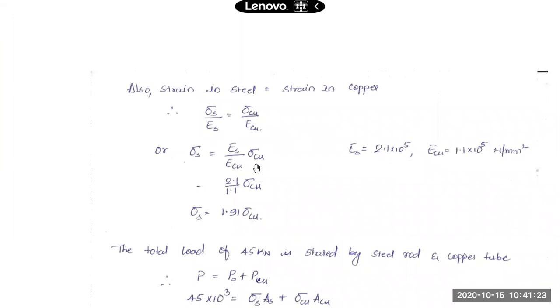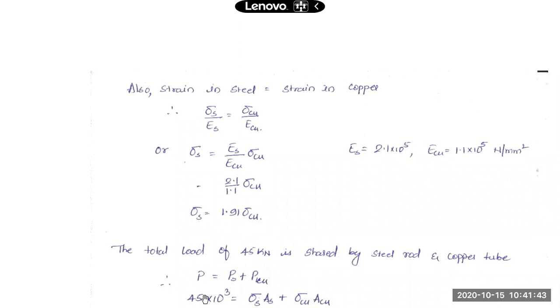Since these two are given to us, they have been substituted in this expression, and we are able to get the expression for the relation between sigma S and sigma Cu. Now, what about the total force?